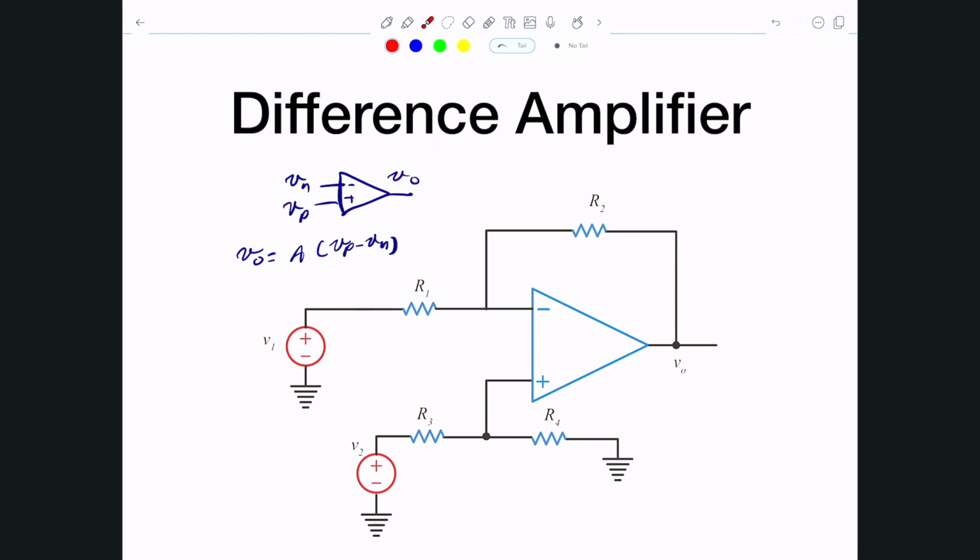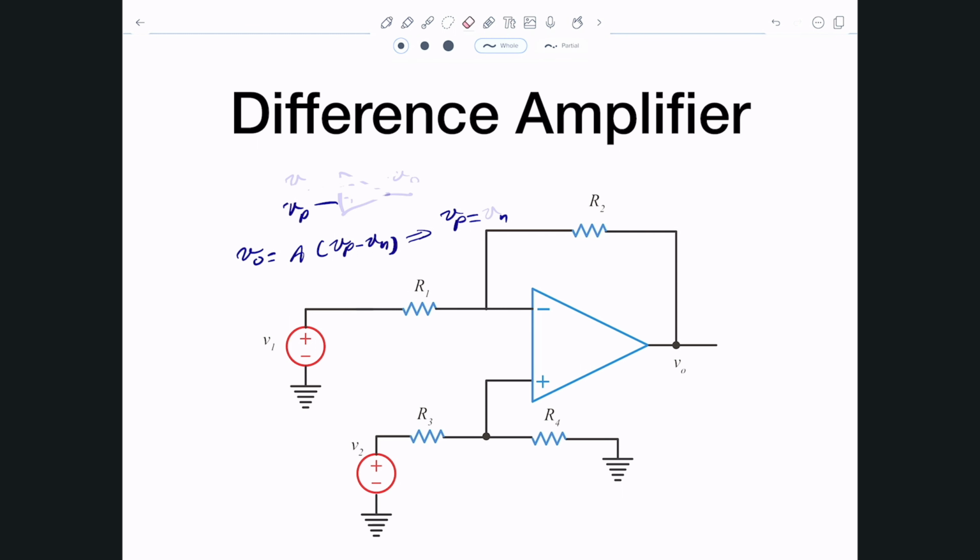But we have seen that whenever the gain goes to infinity, the difference between these two becomes 0, so Vp is equal to Vn. So without this negative feedback loop that we have been using, that particular amplifier won't be as useful, because what it's trying to do is just amplify 0.